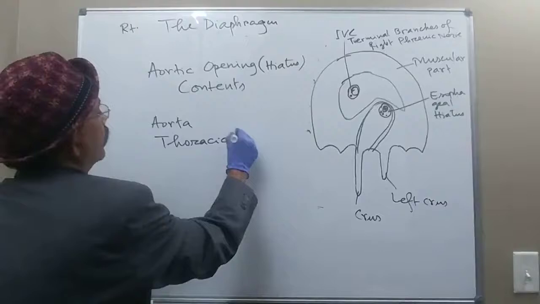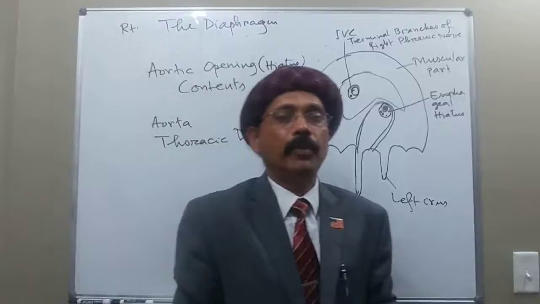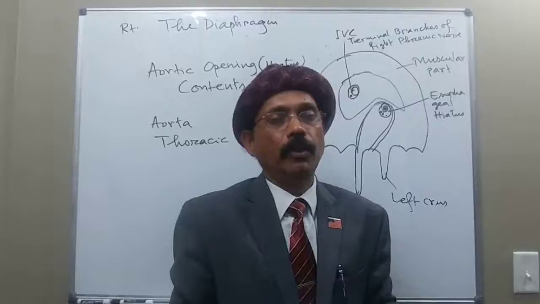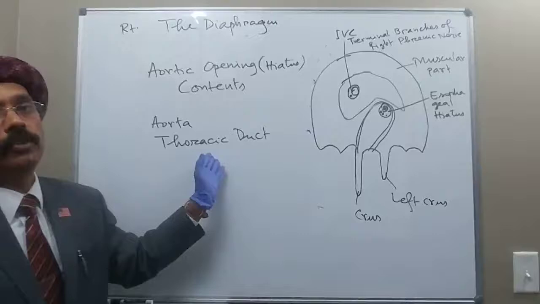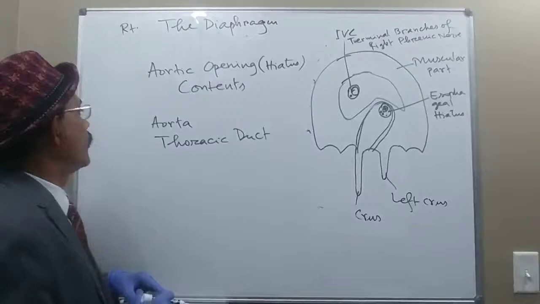Thoracic duct opens where? Thoracic duct enters the posterior mediastinum. It ascends through the posterior mediastinum, superior mediastinum, goes to the root of the neck, and the thoracic duct opens at the junction between the left internal jugular vein and left subclavian vein. So thoracic duct begins from the cisterna chyli below the diaphragm. Okay, we got aorta, thoracic duct, we'll get azygos vein.